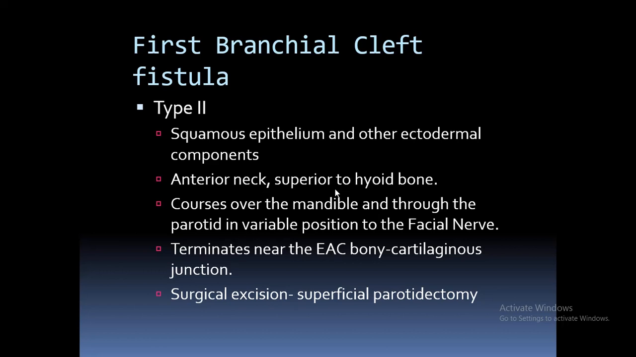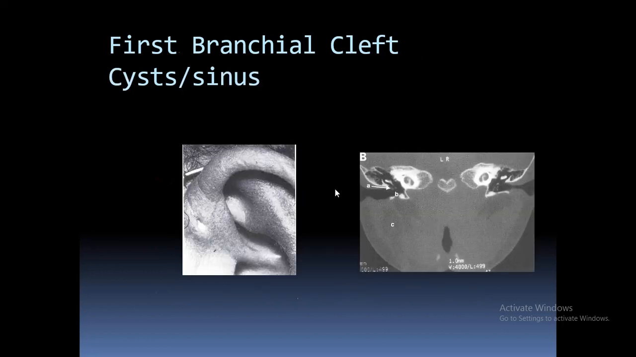The type 2 first branchial cleft fistula includes the squamous epithelium and other ectodermal components. It presents with an opening in the anterior neck, square to the hyoid bone, and it courses over the mandible and through the parotid in variable position to the facial nerve, and it terminates near the external auditory canal at the bony and cartilaginous junction. And the treatment is excision of the tract along with the superficial parotidectomy because the tract passes through the parotid gland. This is the first branchial cleft sinus or fistula. You can see there is a pit or there is opening which is present just anterior to the pinna.